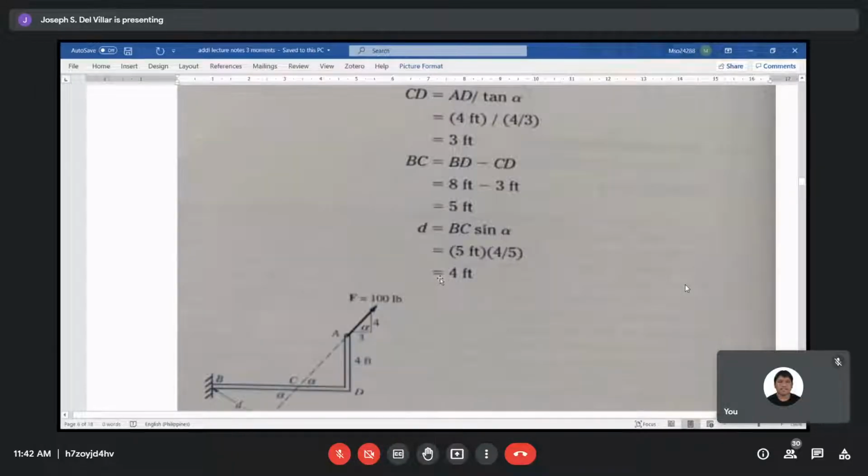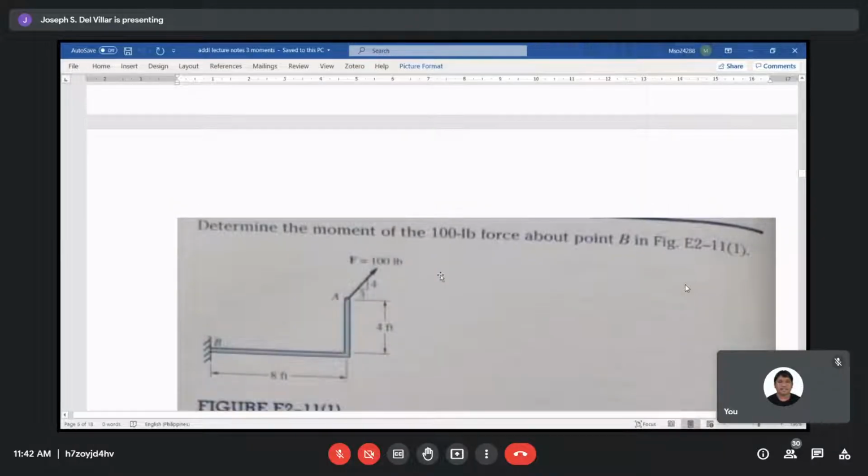Ginawa kasi dito transmissibility. So gawin muna natin yung Varignon's. So ano yung mako-compute nyo dito? So we have 4/5, 80 times 8, 640. Tama? 640. Minus, ano yung x?